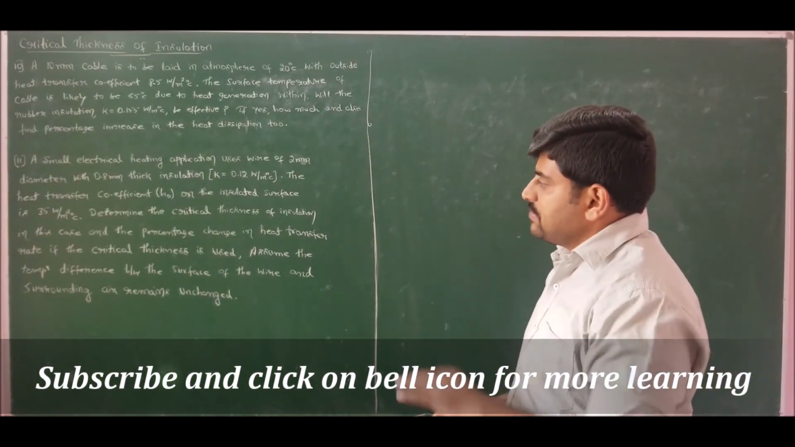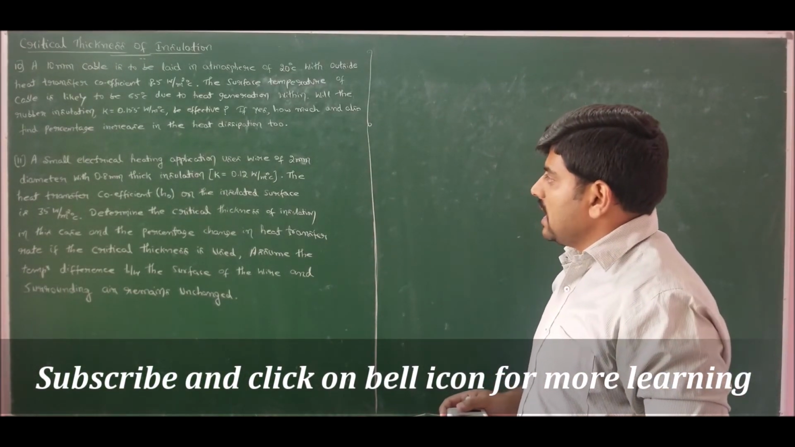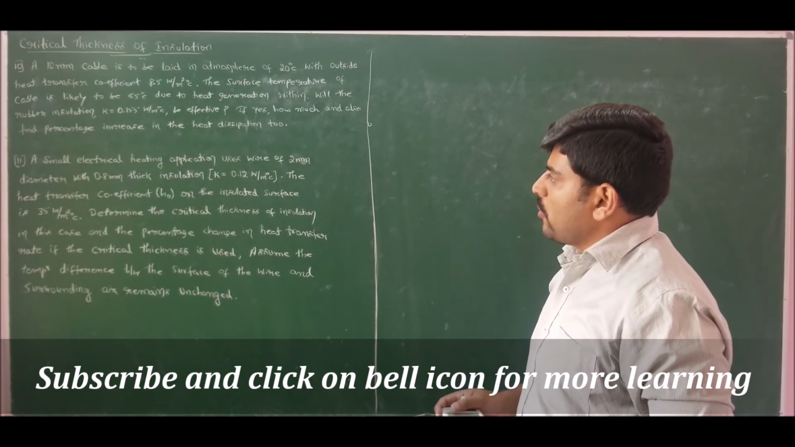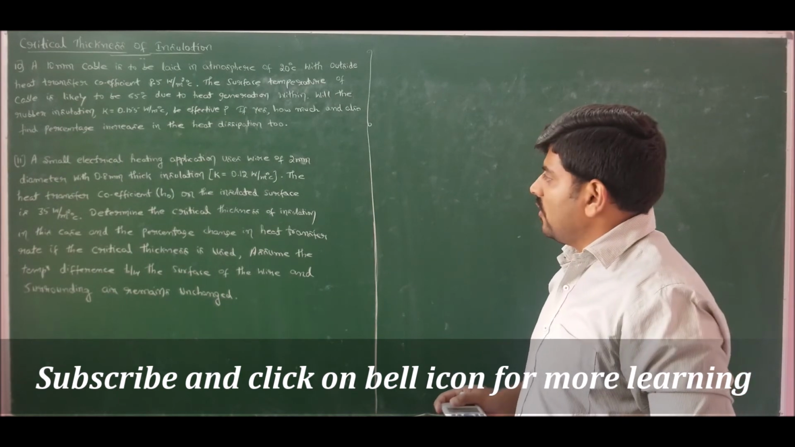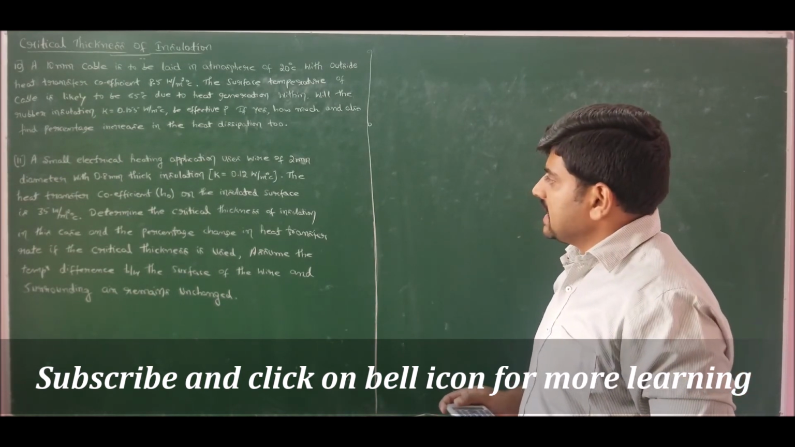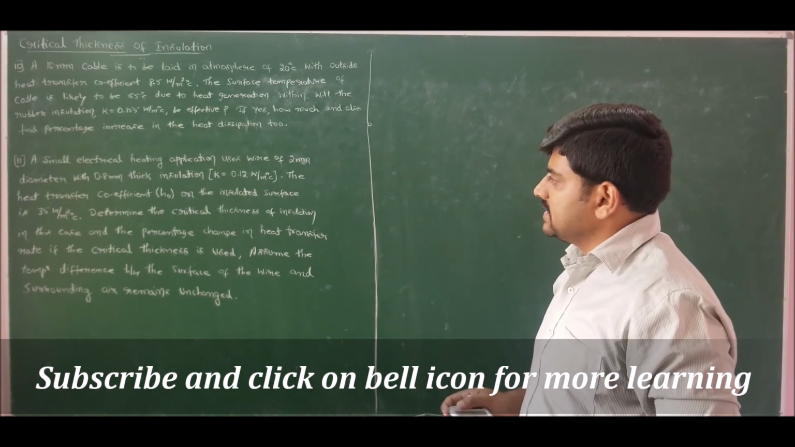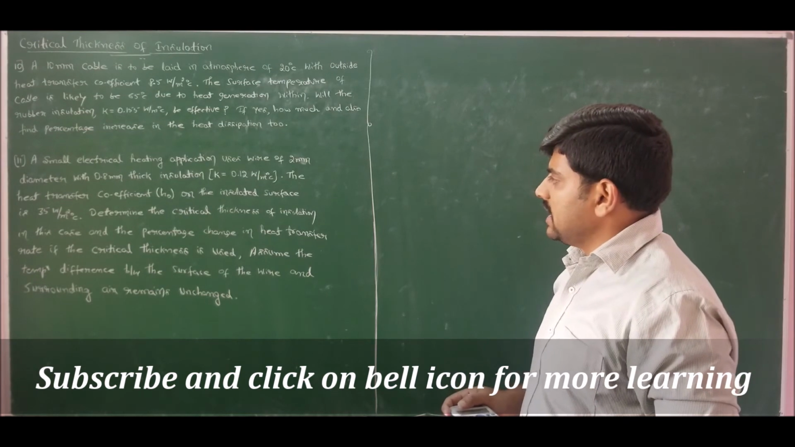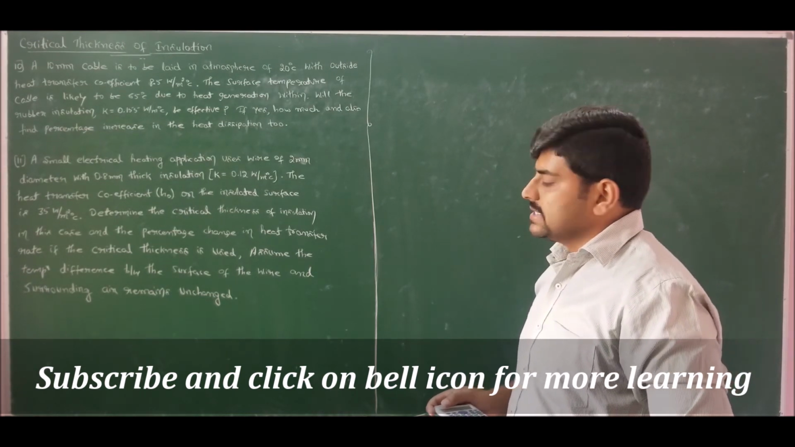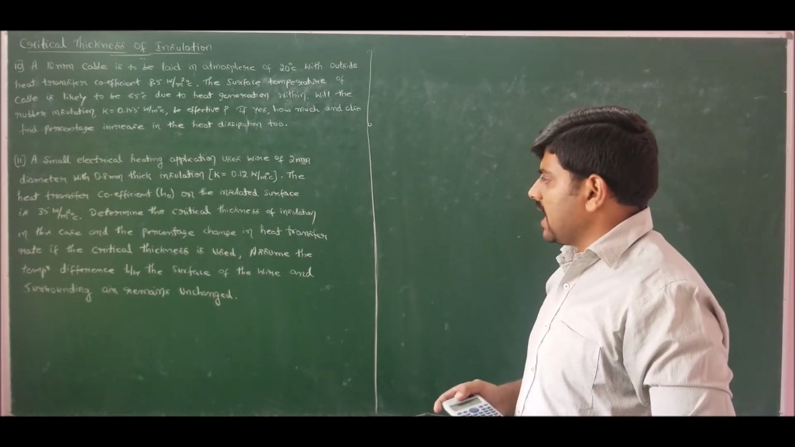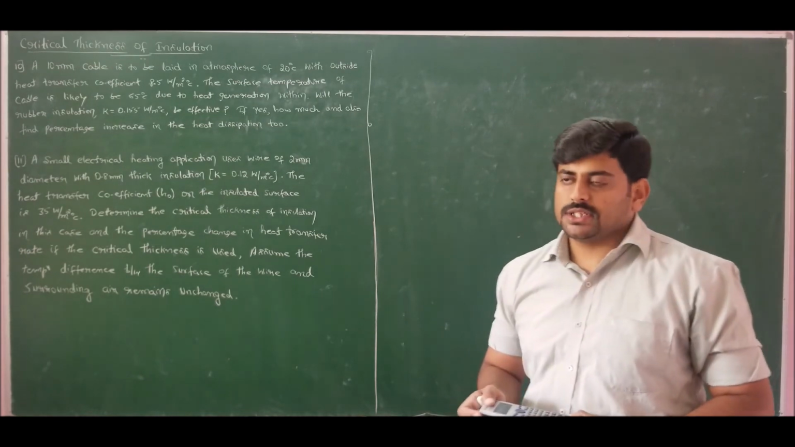Moving ahead, problem number 11 states that a small electrical heating application uses wire of 2 mm diameter with 0.8 mm thick insulation of thermal conductivity 0.12 watt per meter degree Celsius. The heat transfer coefficient on the insulated surface is 35 watt per meter square degree Celsius. Determine the critical thickness of insulation in this case and the percentage change in heat transfer rate if the critical thickness is used. Assume the temperature difference between the surface of the wire and surrounding air remains unchanged.